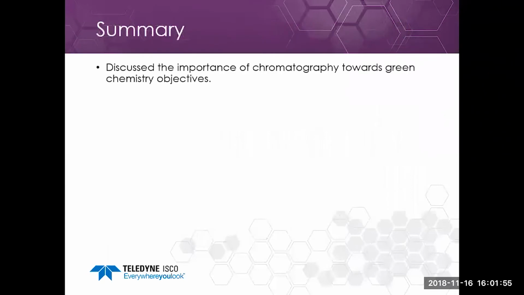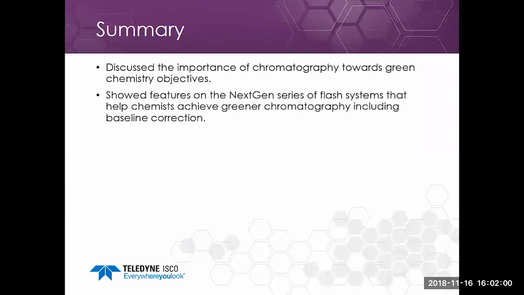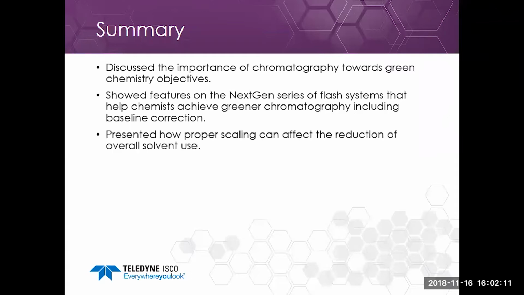So in summary, what we've discussed today is the importance of chromatography towards green chemistry objectives. We showed features on the NextGen flash systems that help chemists achieve greener chromatography, such as our baseline correction and column recognition, and other safety features. One of the big things I hope you took away is how proper scaling can affect the reduction of overall solvent use. If we get chemists choosing the correct column for the amount of material they're using and not overdoing the purification and choosing a bigger column when they don't need to, you can make a real impact in the amount of solvent that you go through in the lab.